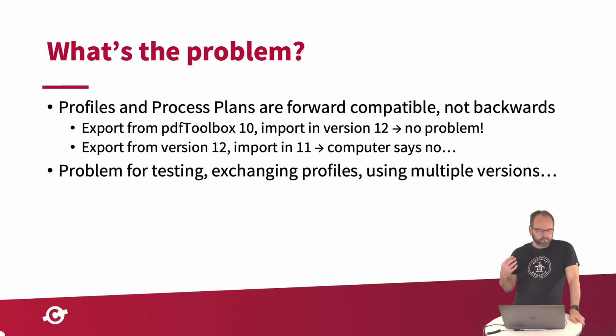The problem is that profiles and process plans in pdfToolbox, until version 12, are forward compatible and not backwards. And I always mix these terms up, so I hope I got them correct this time. And to be sure, I explained it underneath. So what that means is if I create a profile in pdfToolbox 10, I can open it, of course, in pdfToolbox 10. I can also open it in pdfToolbox 12, and that will work without any problem. Functionality-wise, I won't have any issues.